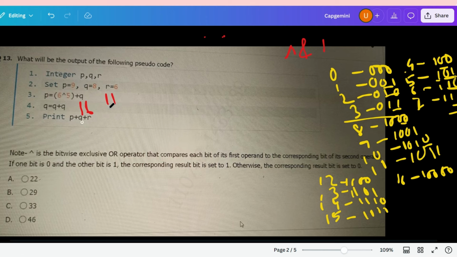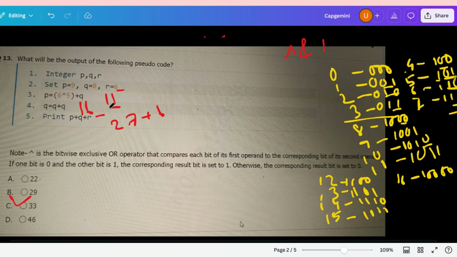So print p plus q plus r. So p is equal to 11, q is equal to 16, and r is equal to 6. So 16 plus 11, that is 27, plus r is 6. So the answer becomes 27 plus 6, that is 33. So this is the right answer. Option C will be the right answer.